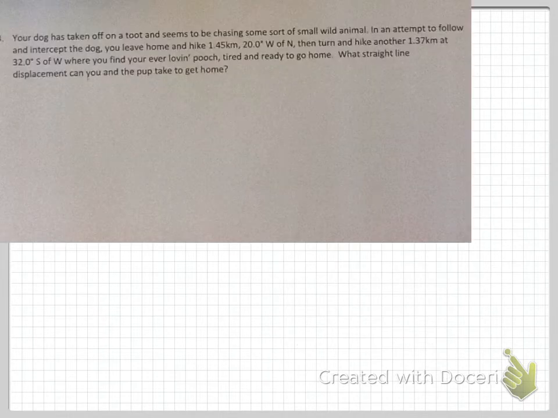Problem number 3 is a slightly hairier non-perpendicular vector problem. You have two non-perpendicular vectors, and you need to resolve them into one resultant vector.